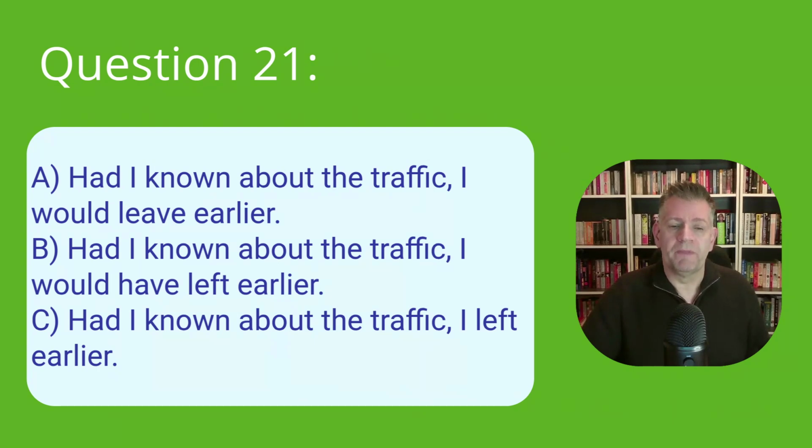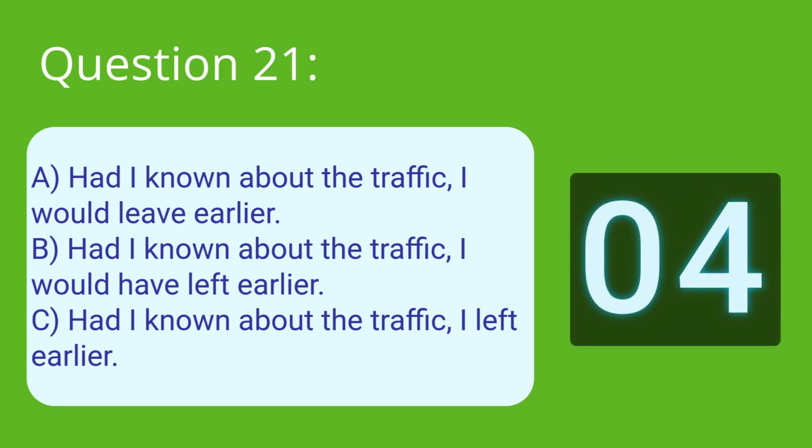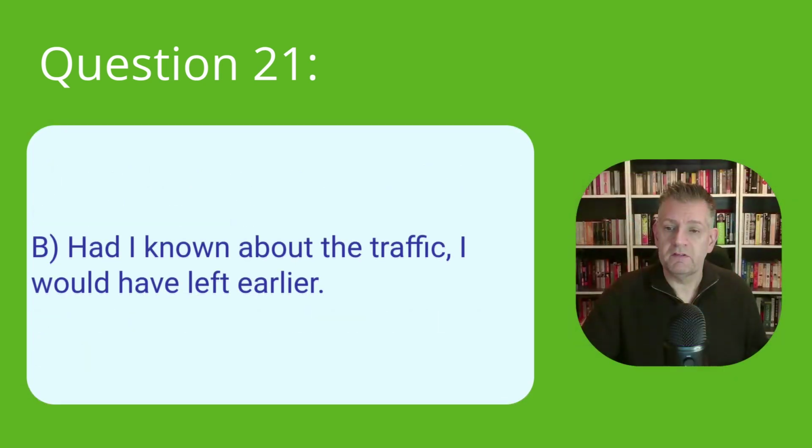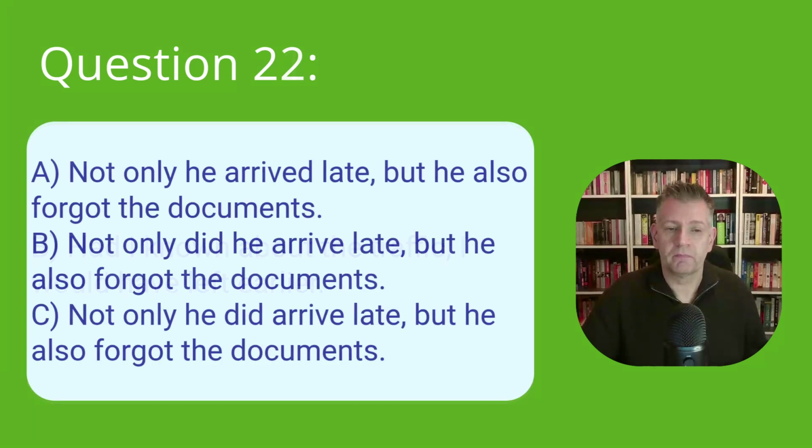Question 21. A, had I known about the traffic, I would leave earlier. B, had I known about the traffic, I would have left earlier. Or C, had I known about the traffic, I left earlier. The answer is B, had I known about the traffic, I would have left earlier.